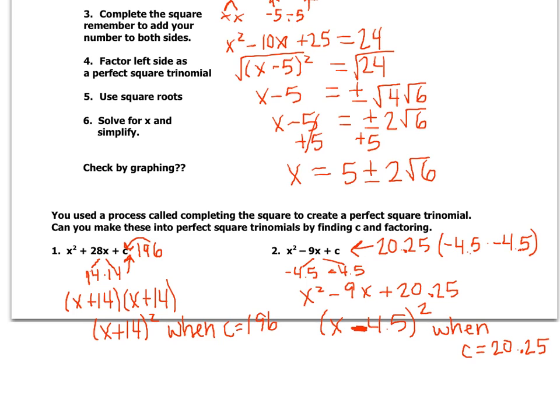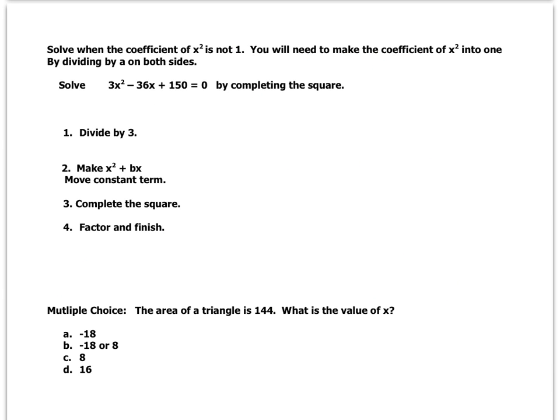All right, let's flip it over and look at the back side of these notes. Okay, so now we're going to do some solving when the coefficient of x squared, so the number in front of x squared, is not 1. We're going to need to make the coefficient of x squared into 1, and we can do that by dividing on both sides. So looking right here, 3, negative 36, and 150, 3 goes into all three of those.